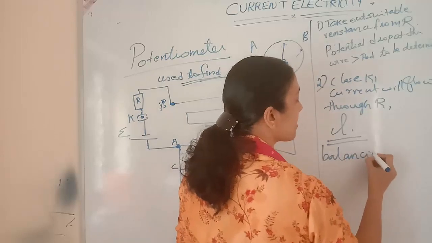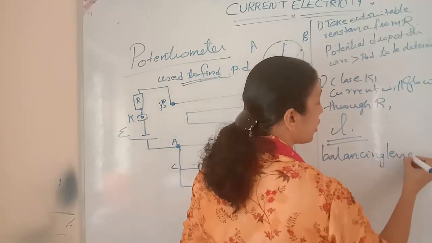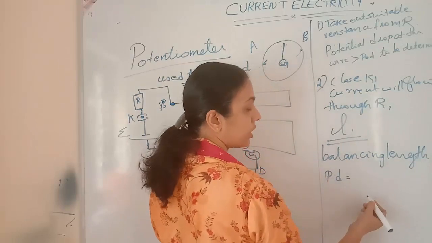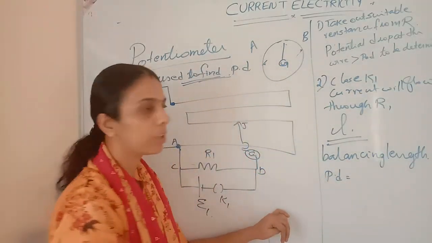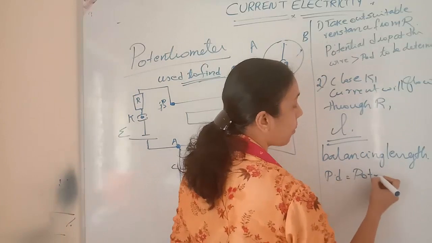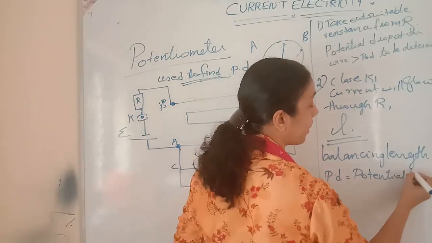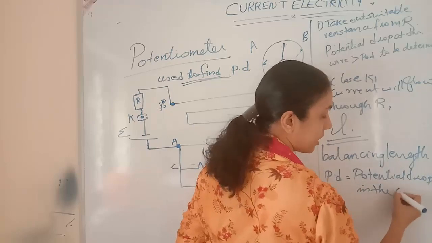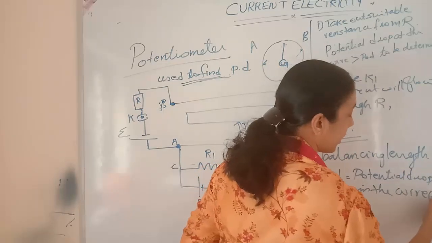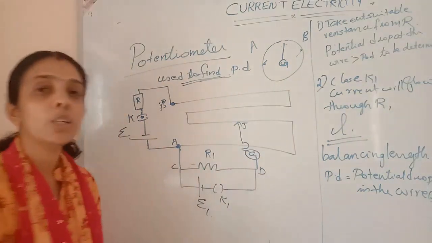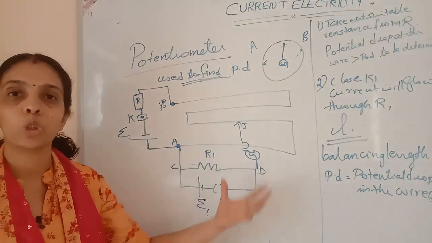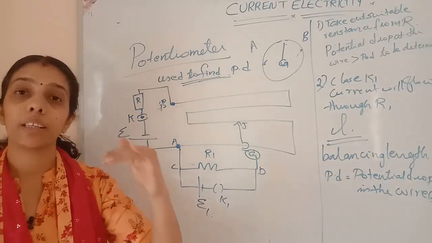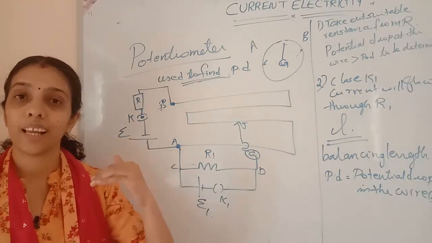What is the meaning of balancing length? The potential difference to be determined will be equal to the potential drop in the potentiometer wire having length L. So the potential difference will be equal to the potential drop across the length L. So first we need to find out the potential drop across the length L.